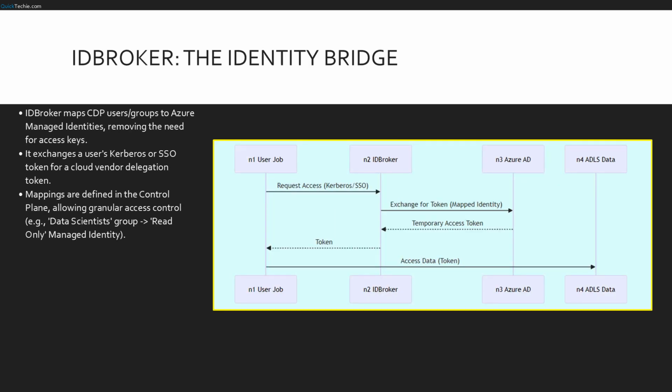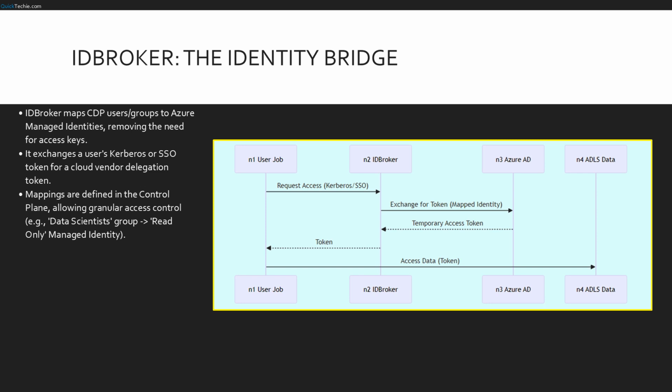A key concept in CDP is the ID broker. It acts as a bridge between CDP users and Azure identities. Instead of giving developers direct Azure credentials, you define mappings in the control plane. For example, you can map the CDP group data scientists to a specific Azure managed identity that has read-only access to sensitive data. When a user runs a job, ID broker exchanges their internal authentication for a temporary token for that specific Azure identity. This ensures users never touch the underlying cloud credentials.